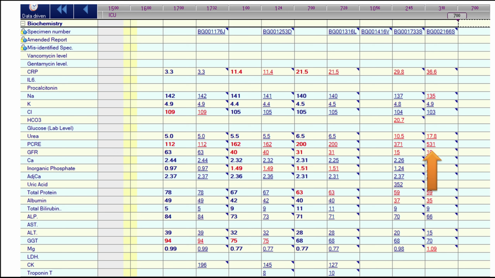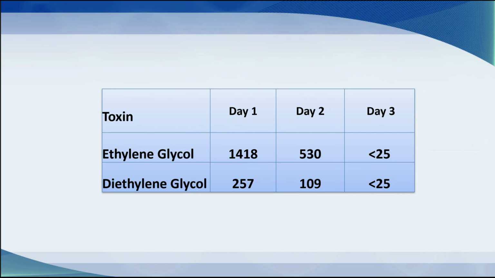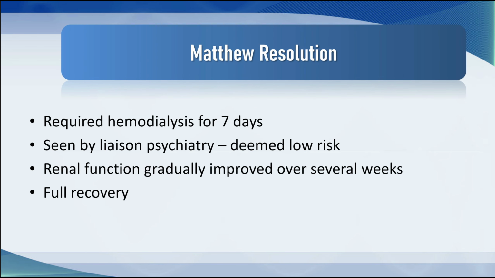Everything settled down by about day 8 after ingestion. By day 3, the ethylene and diethylene glycol levels were down below that critical 25 milligrams per deciliter. So Matthew's condition stabilized fairly quickly. He had no problems afterwards. He was able to give me permission to use his data in this particular presentation. And he did require hemodialysis up to day 7. He was seen by liaison psychiatry and deemed low risk. And over the next month or so, his renal function recovered completely.